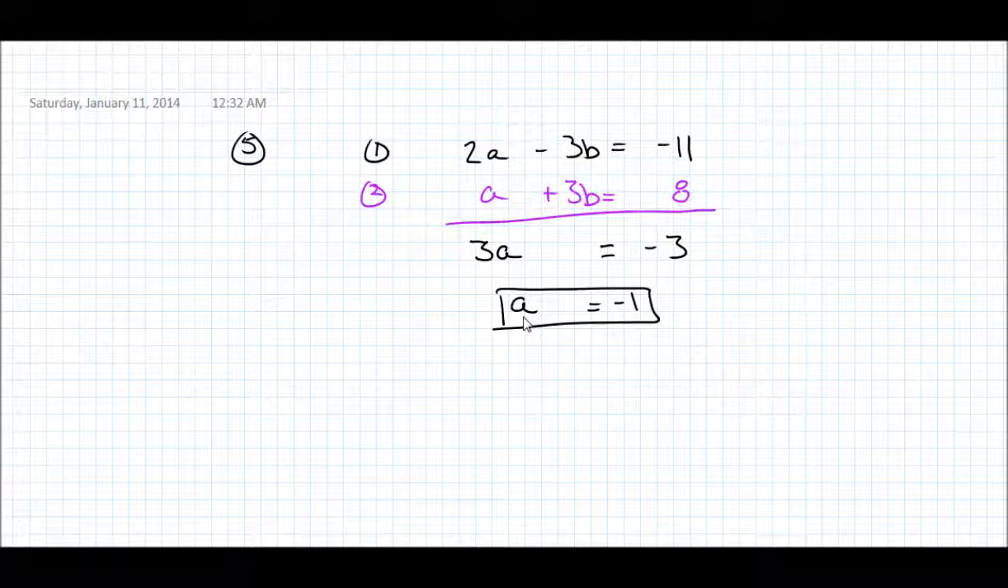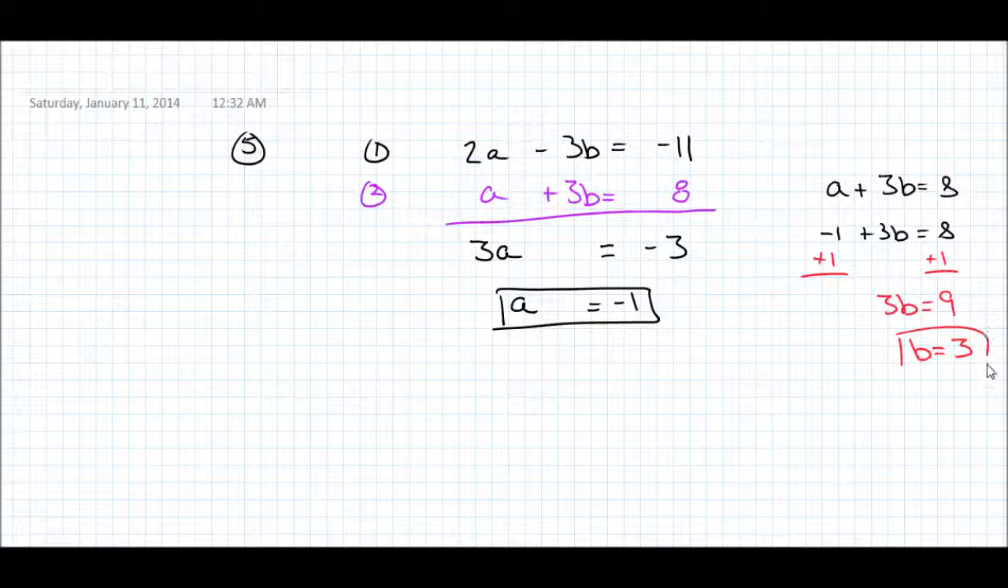Okay, now we've got to plug that into one of the equations. And again, I prefer using positive ones, so we're going to rewrite equation 2, which is a plus 3b equals 8. Replace the a with negative 1. Negative 1 plus 3b equals 8. We've got to add 1 to each side. So we get 3b is equal to 9. Divide each side by 3, and you get b equals 3. So our solution set was a comma b, which would be negative 1 comma 3.